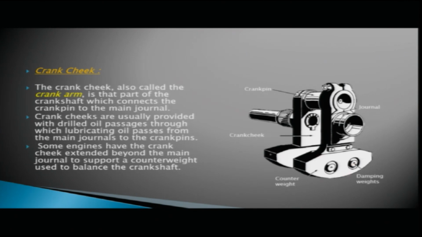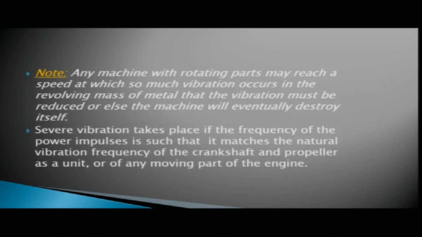Here these are your counterweights, and the counterweights have got the dynamic dampers. Any machine which has got rotating parts may reach a speed at which such vibration occurs in the revolving mass of metal that the vibration must be reduced, or else the machine will eventually destroy itself.